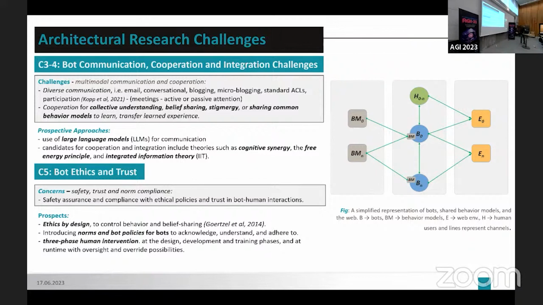The last one is the fifth challenge, which is about safety, assurance, and compliance of norms with agents. Here the concerns are real, but it depends also on where the bots could be deployed. If they are deployed in a smart factory or critical infrastructure, the level of risk could increase accordingly. But for this, the general approach is, as always, ethics by design. And the other is to treat bots as humans and then make them comply with norms and policies.